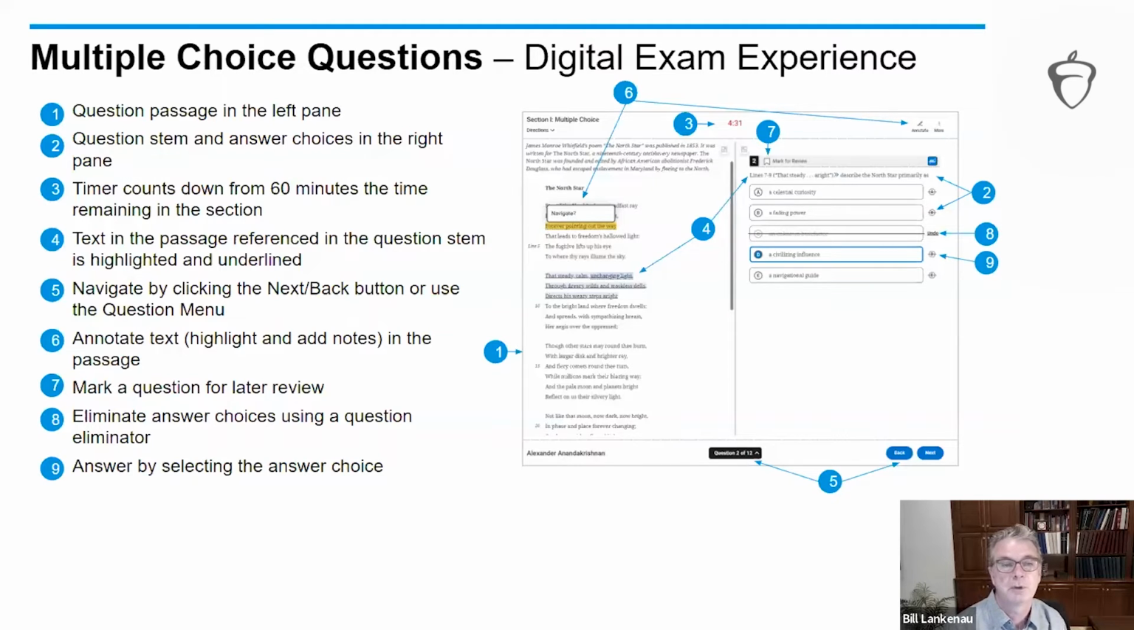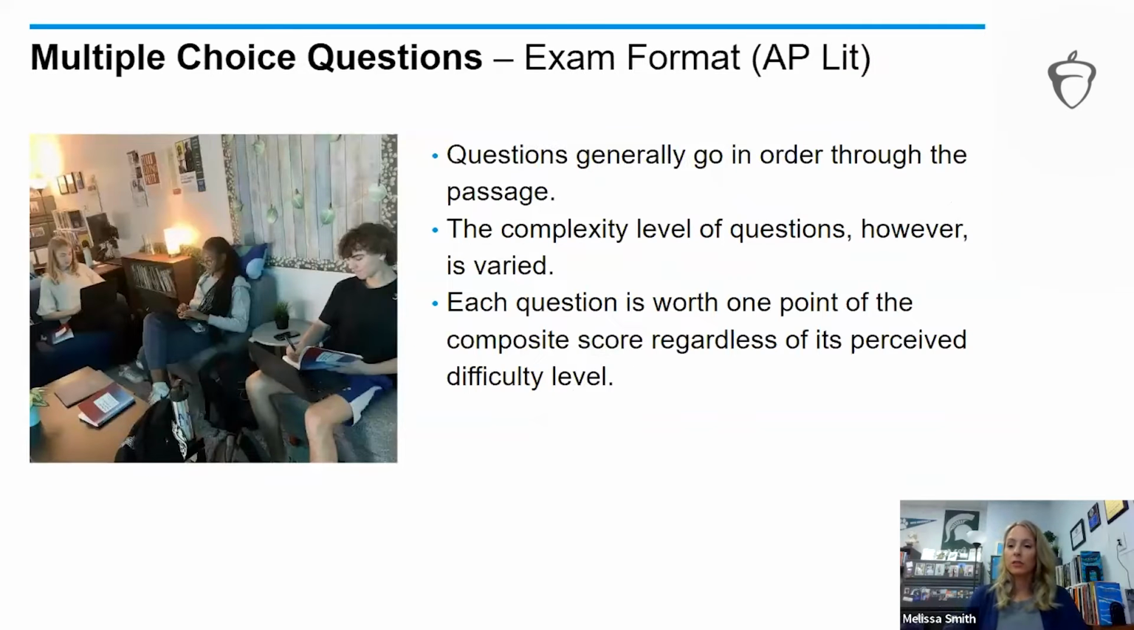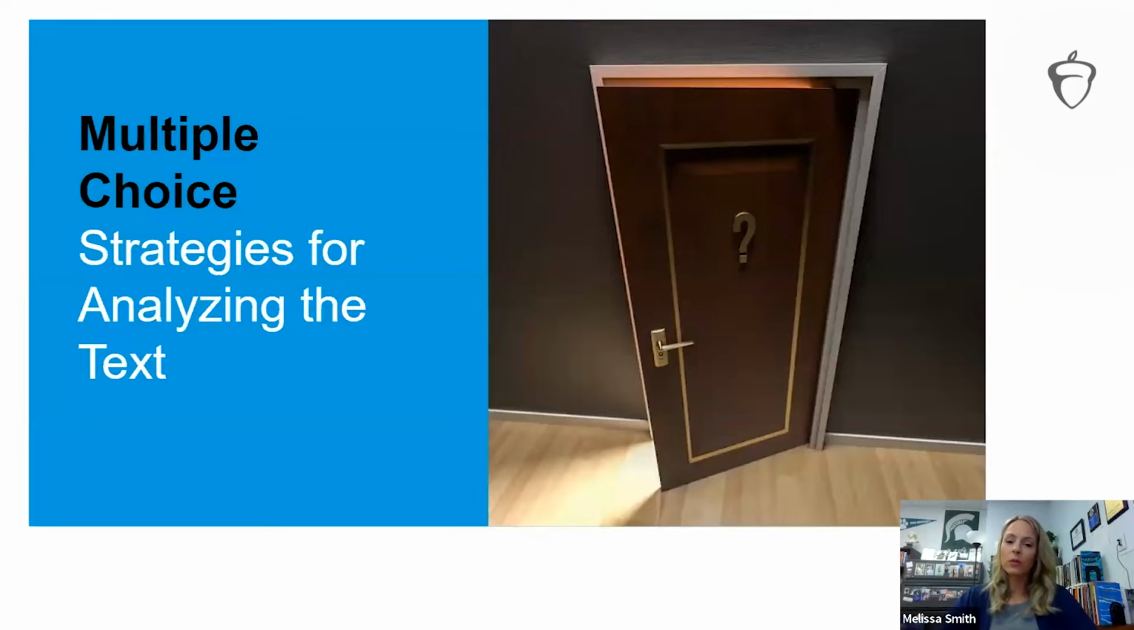So a lot of features there in the multiple choice experience. As students are working their way through the multiple choice section, the questions they are getting for each passage will generally go chronologically in order through the passage from beginning to end. The complexity, or the perceived complexity, I should say, is mixed. So you'll get a hard one, an easy one, a medium one, all mixed around. Each question is worth 1 point, regardless of whether the student thinks it is really easy or really hard. And those really hard ones, they can flag and come back to later.